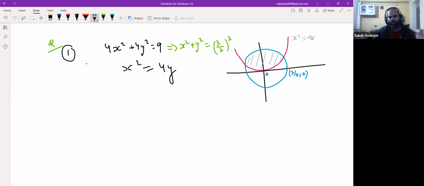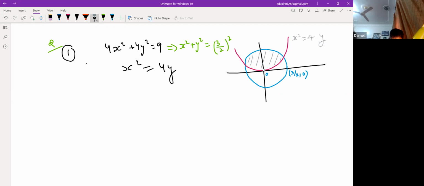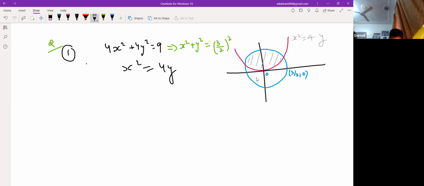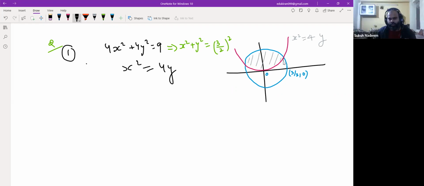The next thing, upper curve minus lower curve. From which point to which point? From minus 3 by 2, I mean from 0 to 3 by 2. No, actually this point is not 3 by 2. This is the intersection of these two. 3 by 2 is the end point of this circle, where this is radius 3 by 2. Here also, it will be somewhere before this.